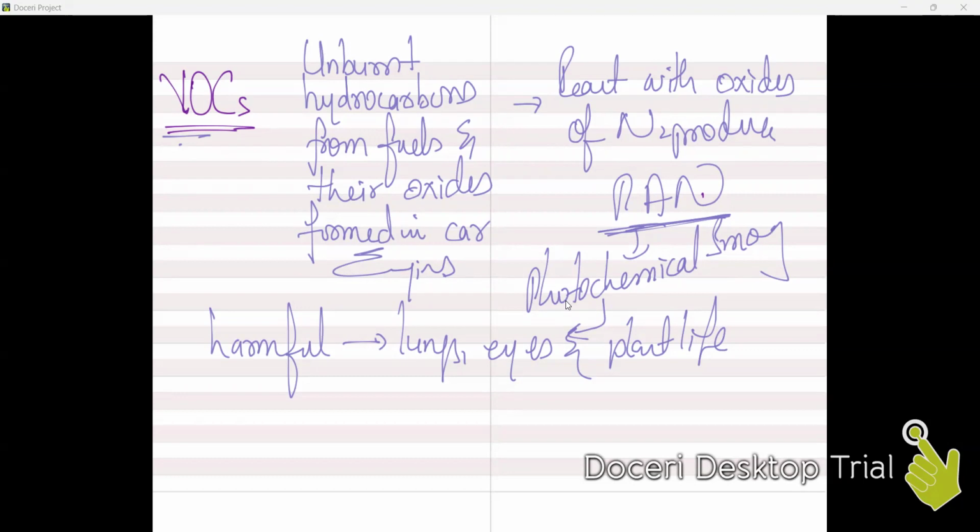The last part is the free radical substitution reaction. This is the only kind of reaction, other than combustion, that is done by alkanes: free radical substitution reaction.